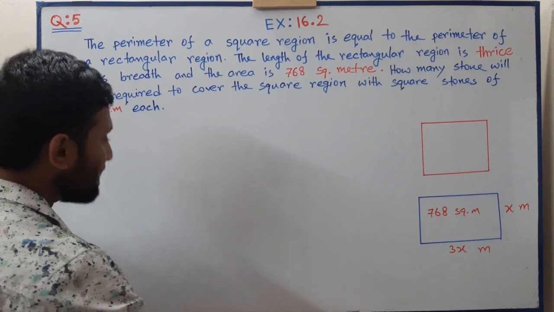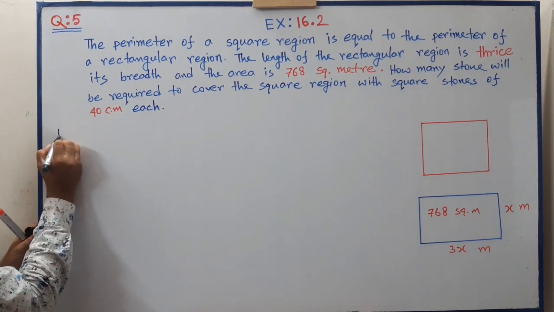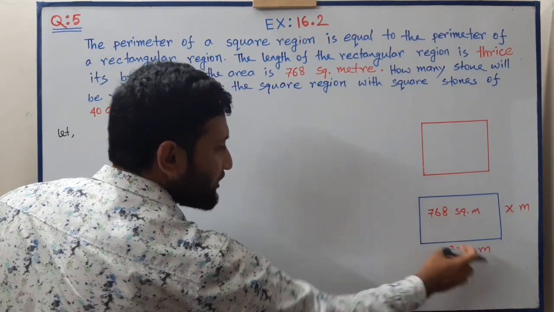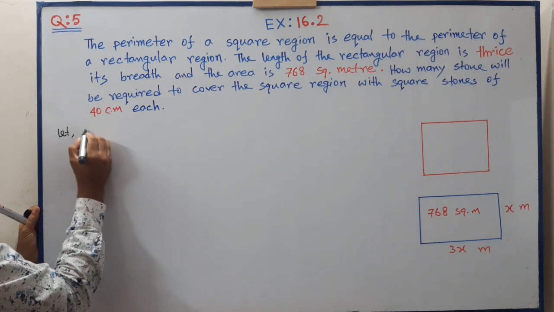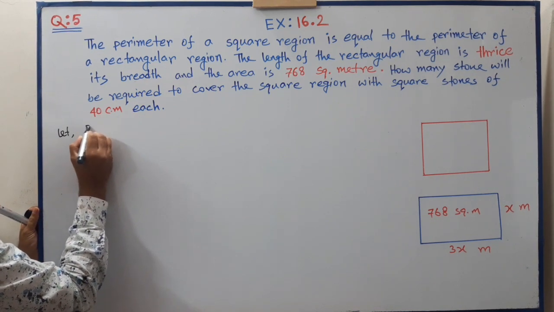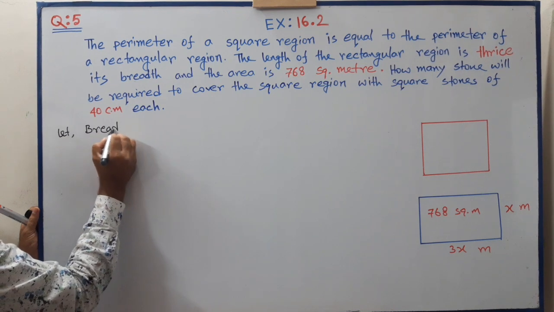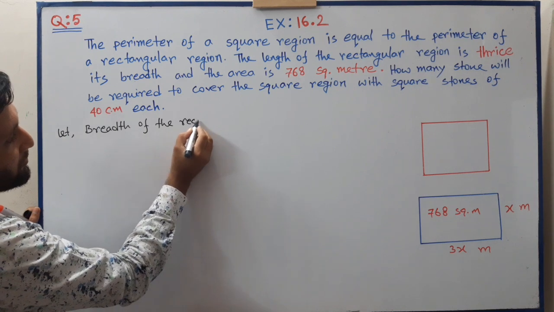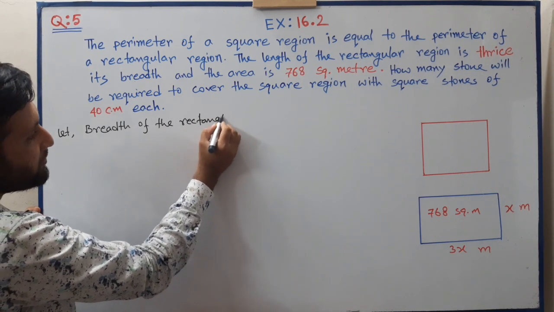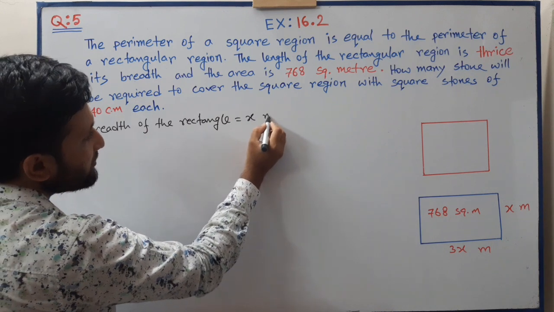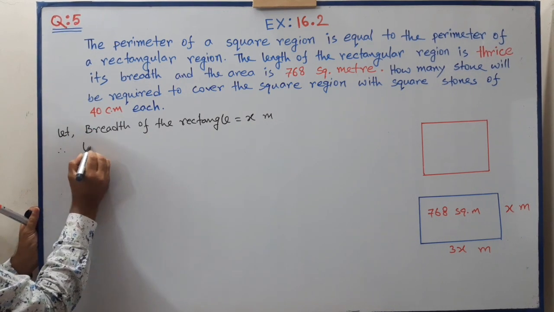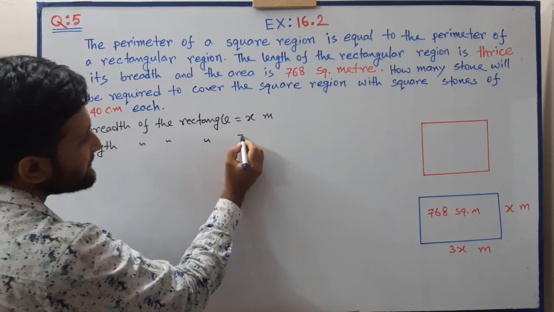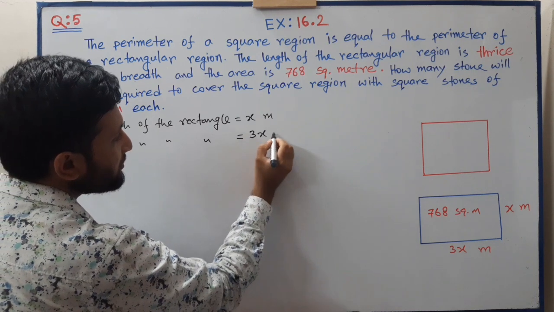So at first write down: let in the rectangle its breadth be x meter, so length will be 3x meter. So let the breadth of the rectangle be equal to x meter. So that means we can easily write the length of the rectangle is 3x meter according to the question.